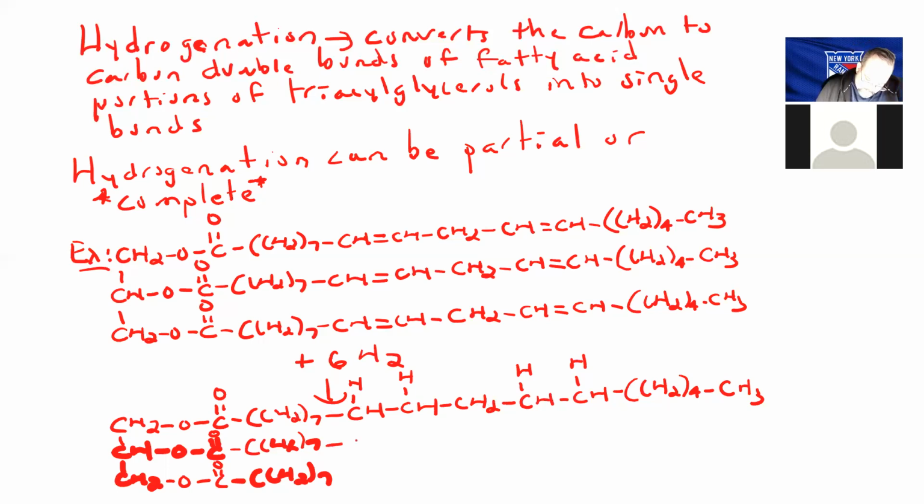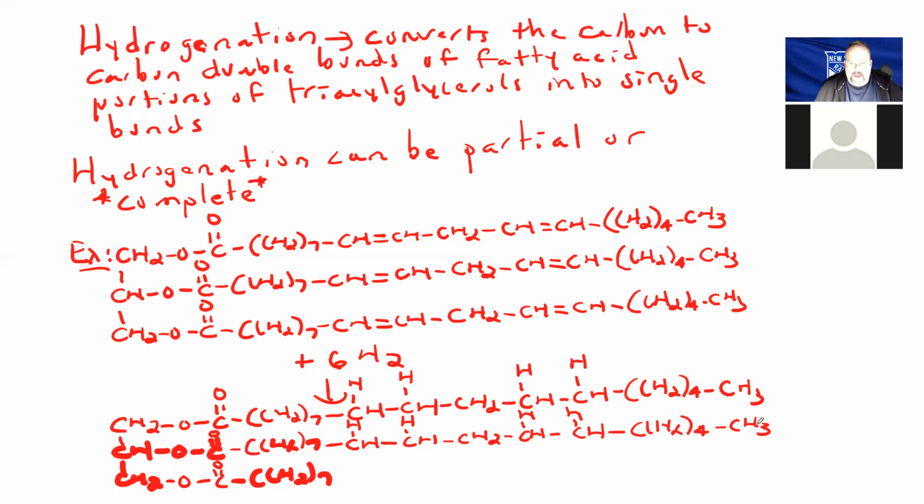All right. So let's continue on. CH, we come across a double bond, it becomes a single bond, add one hydrogen to each former double bond carbon, come across another double bond, add hydrogen to each former double bond carbon.